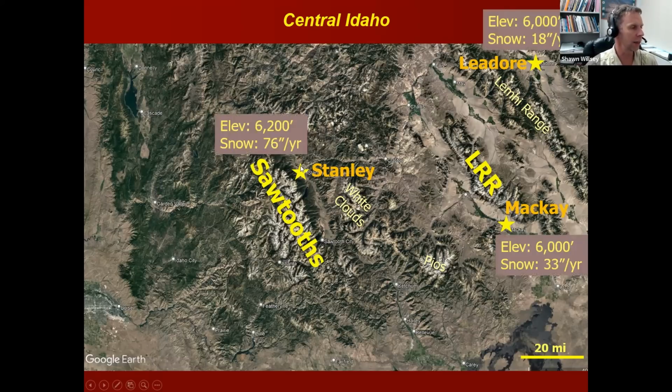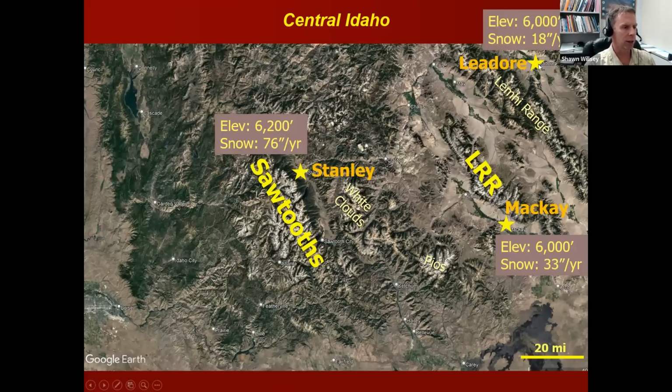So over here in Stanley, at an elevation of about 6,200 feet, that's the elevation of the town more or less, they get on average, in some years more and some years less, about 76 inches of snow. If we move over here to Mackay, similar latitude, similar elevation, we see that the snow drops almost in half: 33 inches per year on average in Mackay, at 6,000 feet. If we come over here to Leadore, which again has similar latitude and elevation, they only get about 18 inches of snow per year.